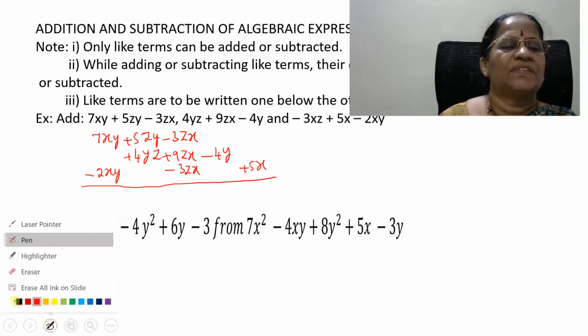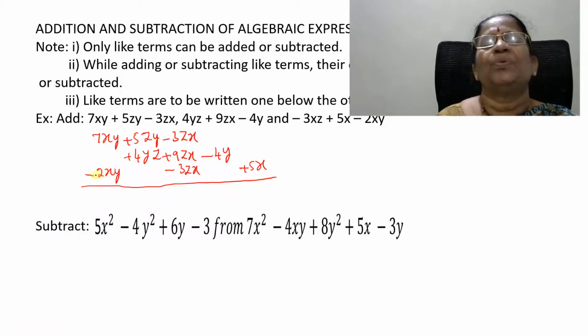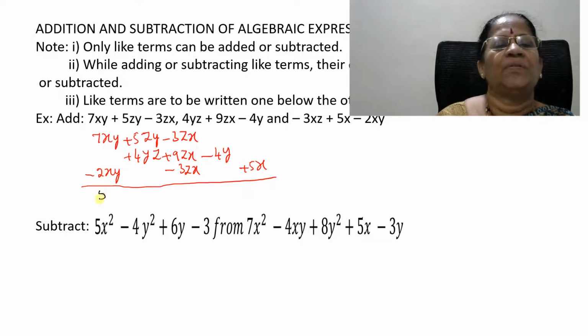Now what's the answer? Plus 7 minus 2. When you are adding a positive and a negative integer, you need to find their difference. Difference of 7 and 2 is 5. You have to put the sign of the larger number, that is plus. You can write plus or you can leave it as it is.